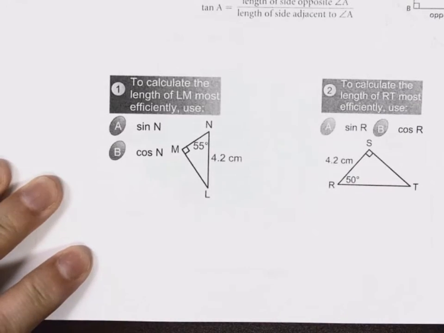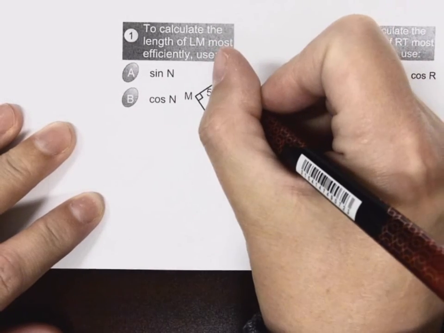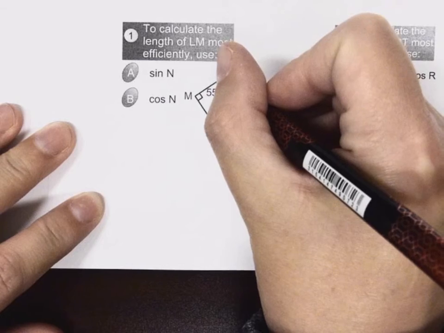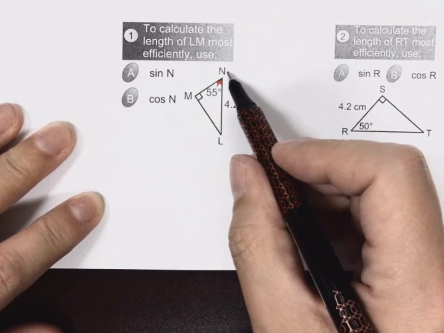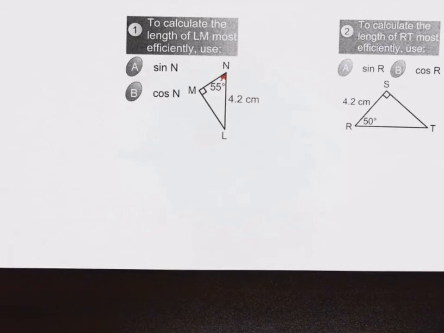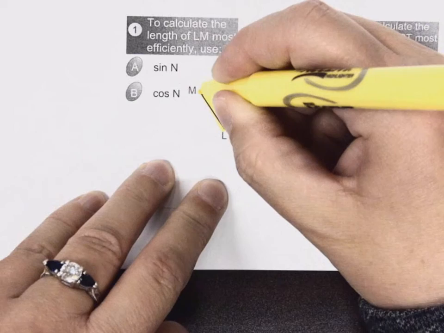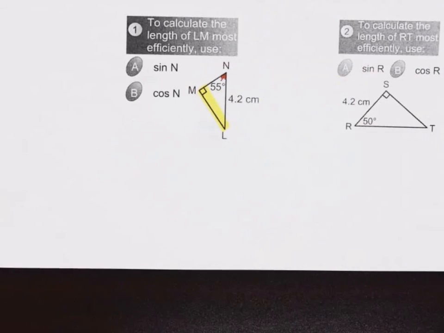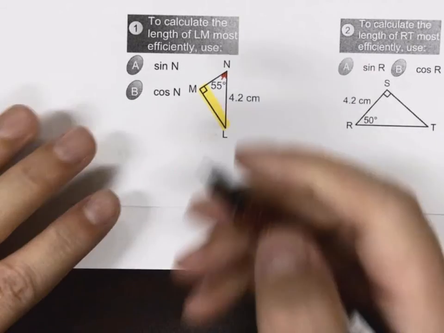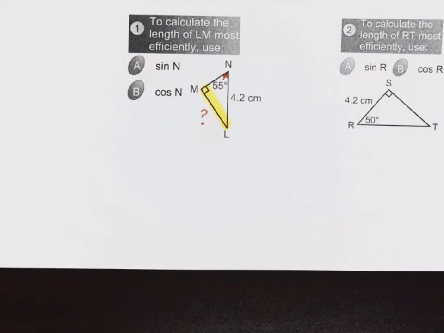Okay, so looking at this triangle, if you know that angle N is 55 degrees and you have 4.2 and you're trying to solve LM, so that just means you go from vertex L all the way to vertex M. So I'm trying to solve for that side. What trig ratio would I use? Sine, are you sure? I love the confidence. I love trig because you guys are all solid in it.